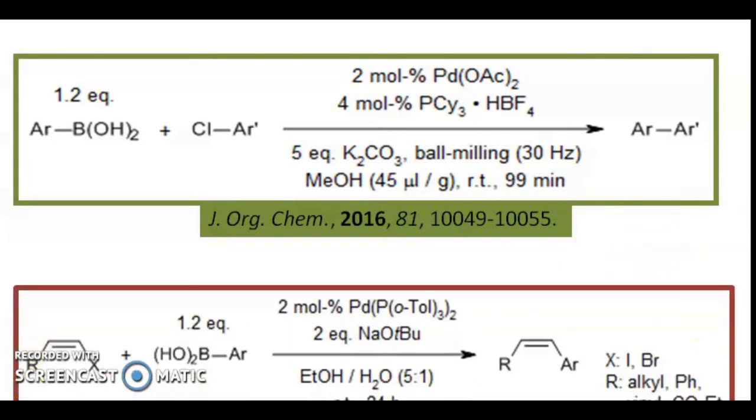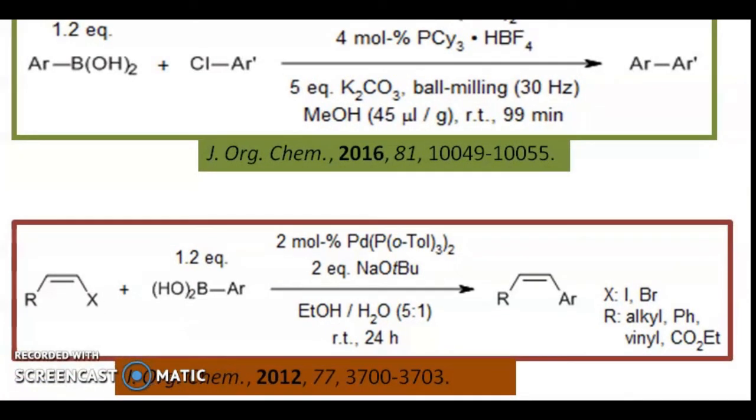Okay. Another example here we have used is vinyl halide. Again, boronic acid as the organoborane, and you get a coupled product over here. Here in the vinyl halide, R can be alkyl, phenyl, another vinyl group, or COEt group. All right, and you get a coupled product over here. The reaction was published in 2012.